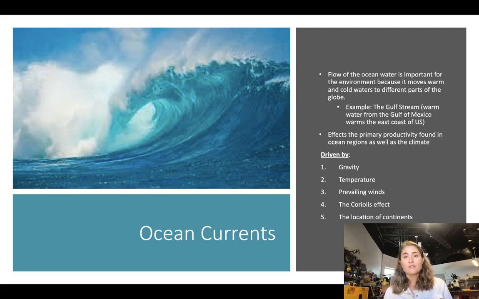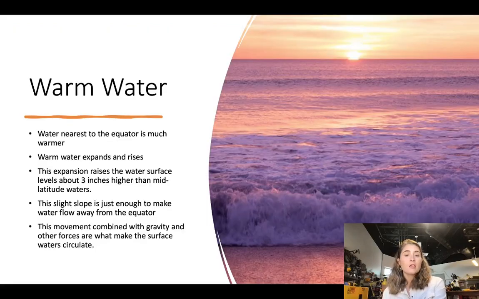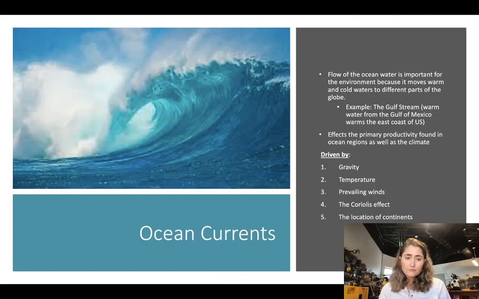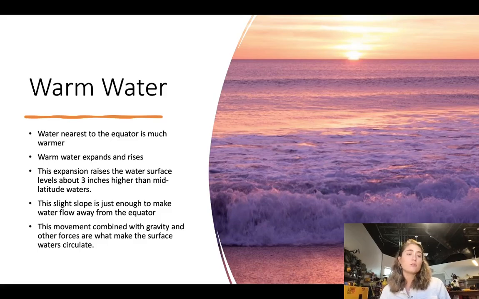So what actually drives these ocean currents? They're going to be driven by 5 big categories, and I'm going to break them down further after this: gravity, temperature, prevailing winds, the Coriolis effect, and the location of the continents, meaning their points of latitude on the globe. First let's talk about warm water. This is going to be a little bit of gravity and temperature, so this is going to be 1 and 2.